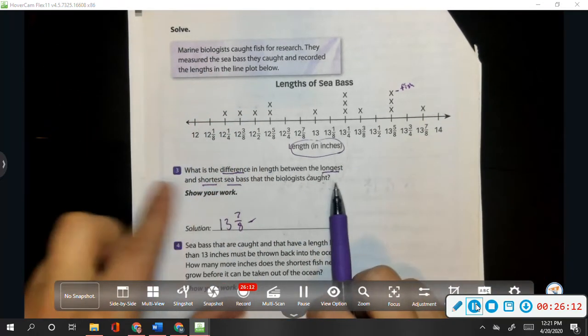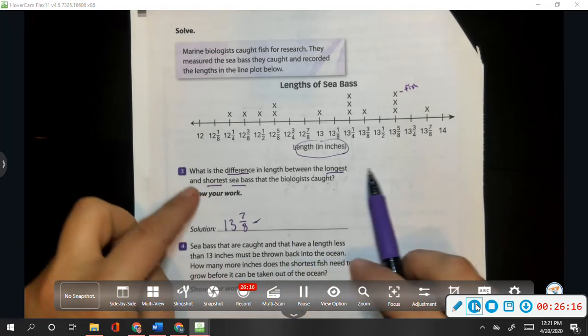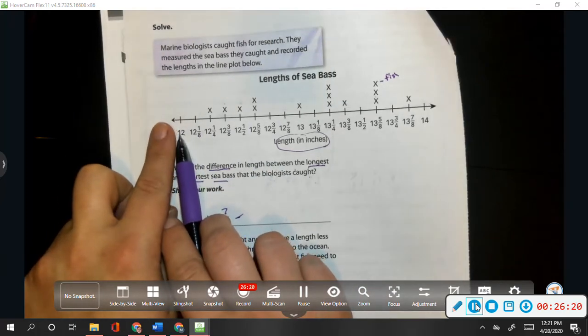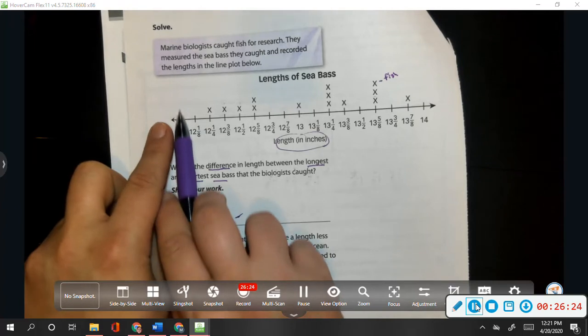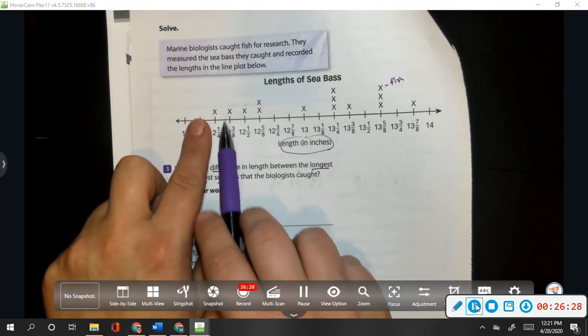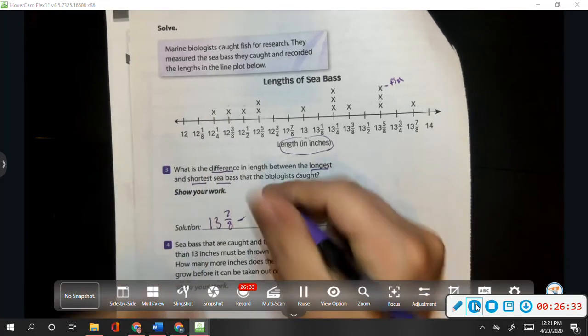Now we need to find the shortest. The shortest is going to be all the way over here. Is it this? Is it 12? No, because 12 does not have a fish over it. We need to go to the part, or the measurement that actually had a fish on it, which would be 12 1/4.